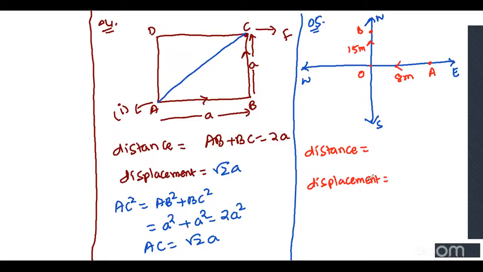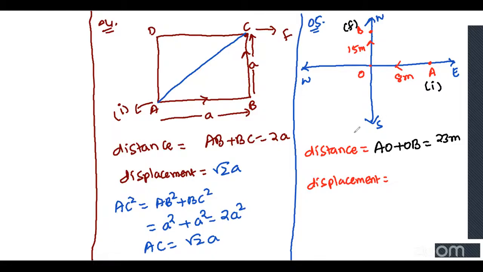Okay. So, which is the initial position? A, sir. Very good. Which is the final position? B, sir. So, distance means how much? AO plus OB. Very good. That is 23 meter. So, A is the initial position, B is the final position.